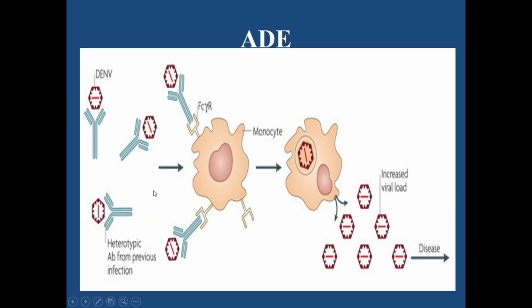This is the dengue virus. It will form a complex with the heterotypic antibody as a result of previous infection. They will bind to the Fc receptors of the monocytes. Inside the monocytes, replication will occur and there will be an increase in viral load. At the same time, a lot of cytokines will be released, which contributes to the pathogenesis of severe dengue infection.